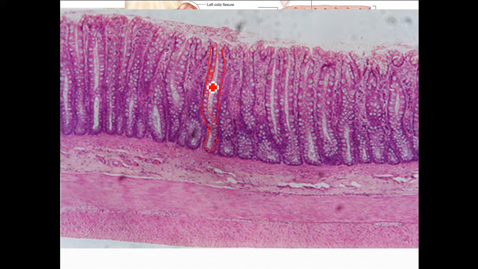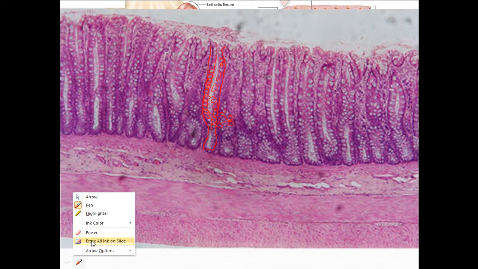And notice how there's a lot of what? Goblet cells here, okay? So these are things that clue you in to figure out this is the large intestine. First, there's no villi, right? Second, there's a lot of goblet cells. The small intestine does have some goblet cells, but it's not as prevalent when you compare it to the large intestine.